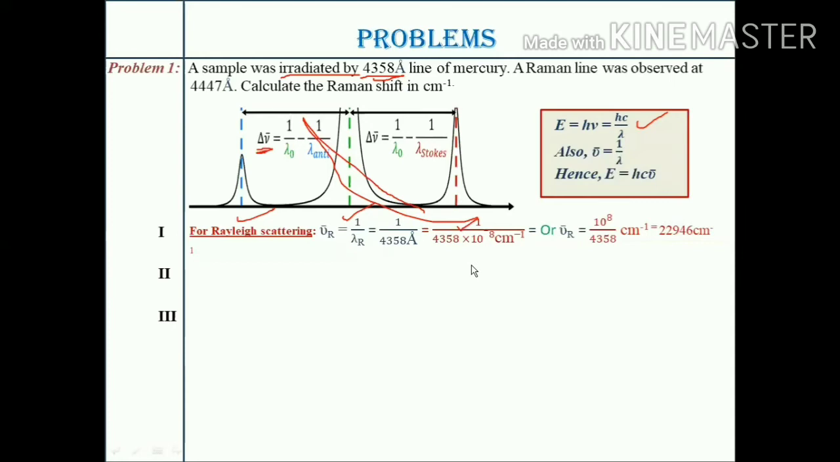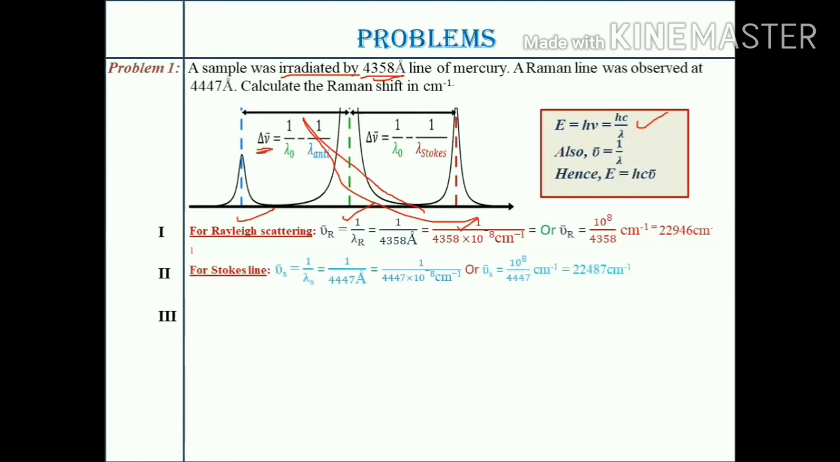Okay, so this is in centimeter inverse. So what do I get? I get 22946 centimeter inverse. This is the wave number of Rayleigh scattering. Okay, now the second part.